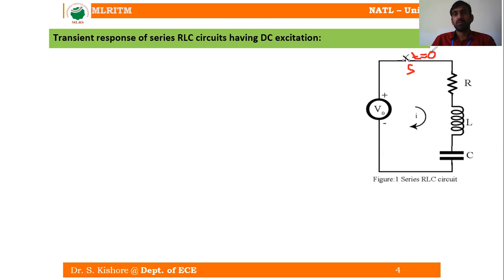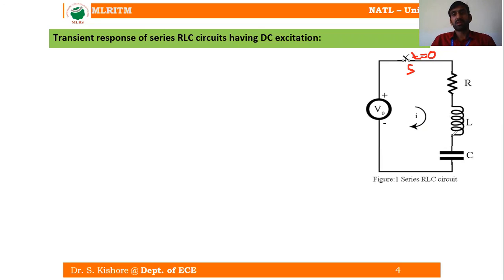So now, estimating these initial conditions, we are going to derive the expression for the transient current. So previously in the RL circuit and RC circuit, we had a single energy storage element. That is the reason why we solved the RL and RC circuits using first order linear differential equations. But here we have two energy storage elements, the inductor and the capacitor.